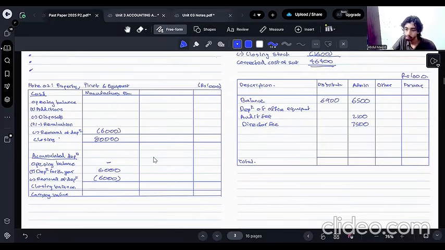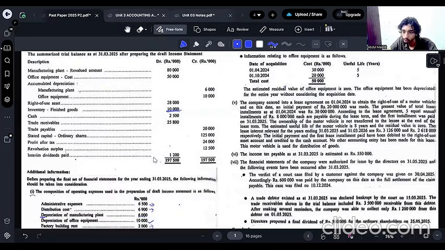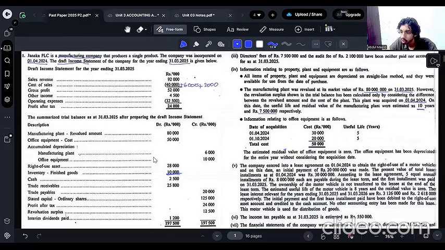Okay, then how much will be the revaluation surplus? The revaluation surplus they have calculated is... wait. The manufacturing plant was revalued for 80 million. The revaluation surplus in the trial balance has been calculated only by considering the difference between revalued amount and the cost. Okay. So how much is the revaluation surplus?